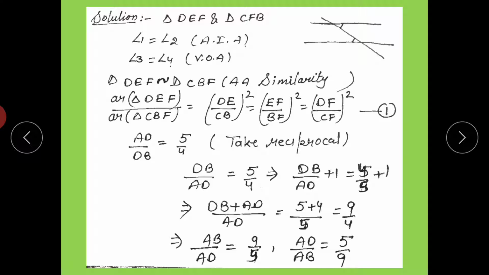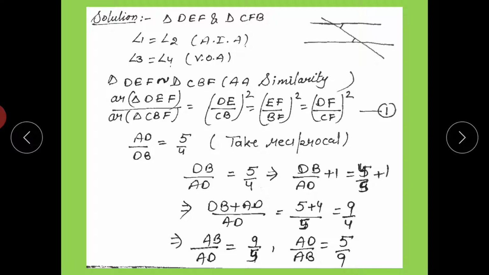AD upon DB is 5 upon 4, so taking the reciprocal, DB upon AD is equal to 4 upon 5. By adding 1 to both sides, DB upon AD plus 1 is equal to 4 upon 5 plus 1. Taking the LCM, DB plus AD upon AD is equal to 4 plus 5 upon 5, which is 9 by 5. AD plus DB gives us AB, so AB upon AD is equal to 9 by 5. Then again take the reciprocal: AD upon AB is equal to 5 by 9.